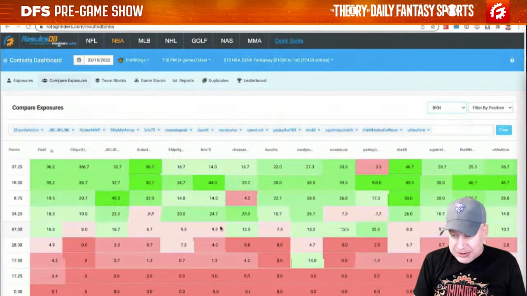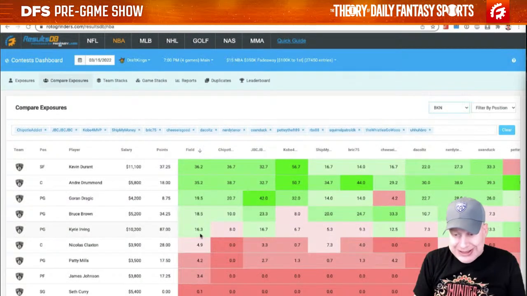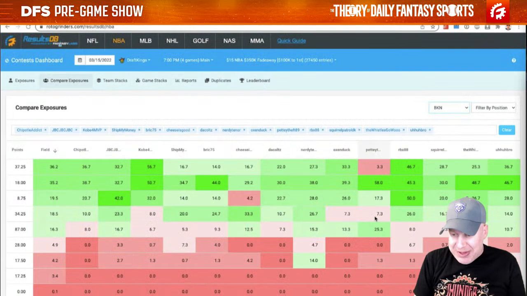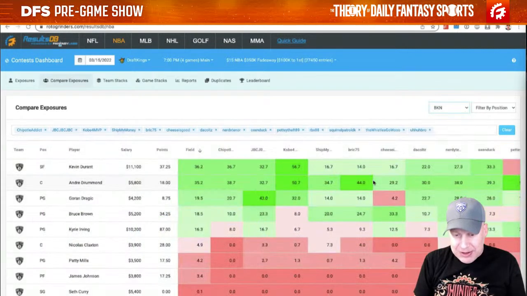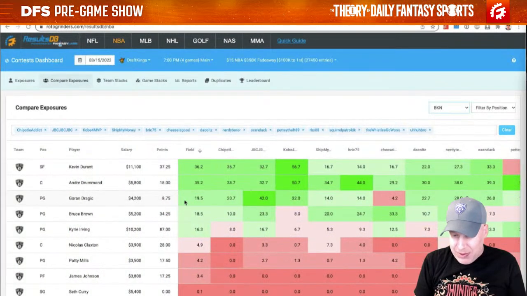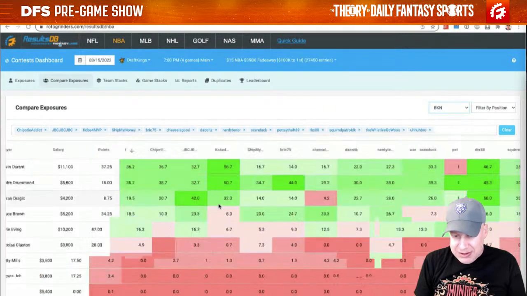All right, so we take a look here. Kyrie Irving. I mean, he was owned, right? 16% owned, but no one really smashed him. I mean, even Petty Theft only had 25%. You can see here Petty Theft had more Kyrie than Kevin Durant. He barely had any Kevin Durant, but he had a ton of Drummond. Drummond only got 18 points because it was a blowout. Goran Dragic, 8.75 points. Most people were over on Dragic. Same for Bruce Brown. Bruce Brown mixed over here.